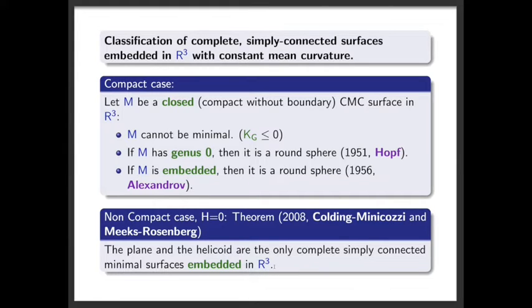Okay, and notice that you need both hypotheses here, simply connected and embedded. If you're not simply connected, you could get the catenoid, for instance. And if you are not embedded, you could, for instance, take the universal cover of the catenoid. Okay, but with these hypotheses, you only have two ways of embedding something which is topologically a plane in R3, with mean curvature 0. Either it's a flat plane or it is the helicoid.